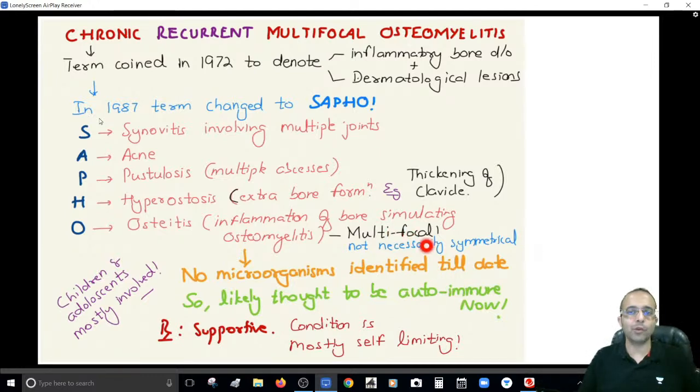And then it was multifocal, not symmetrical. So to date, we think it is autoimmune. Children and adolescents are involved, and treatment is supportive because the condition is generally self-limiting. So that's another form of maybe an inflammatory arthropathy, but as we understand it better, we'll be able to categorize it better. So that's all about this Sapho syndrome.